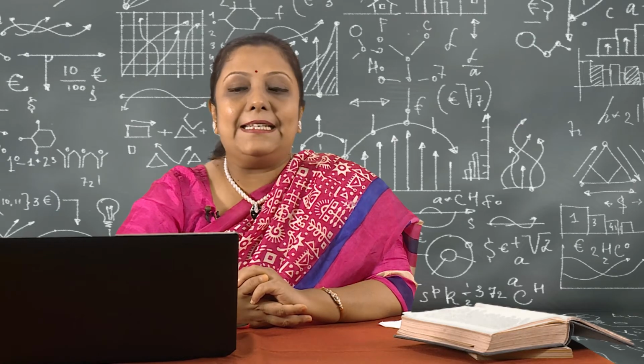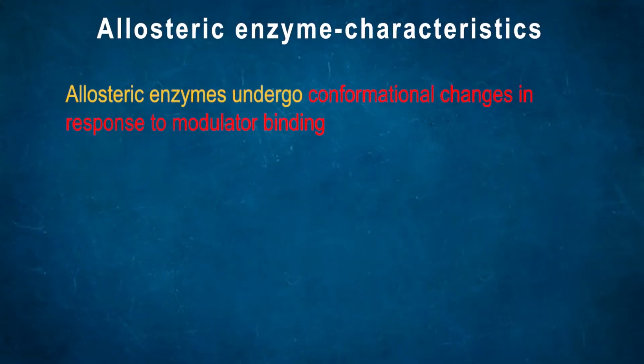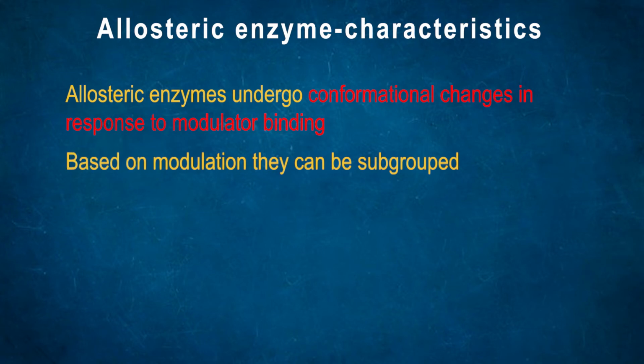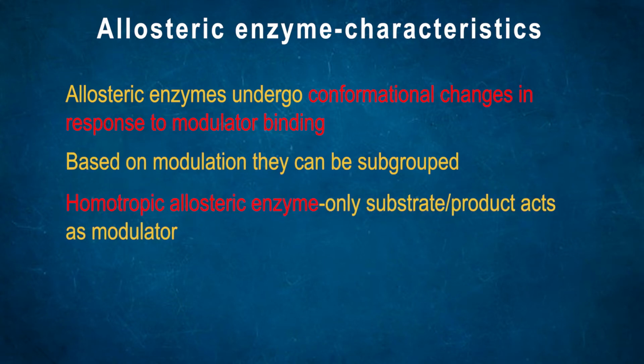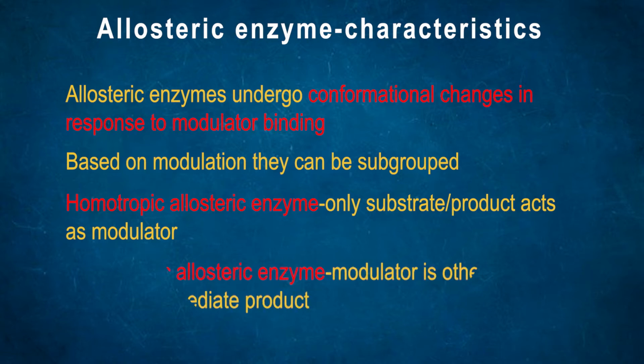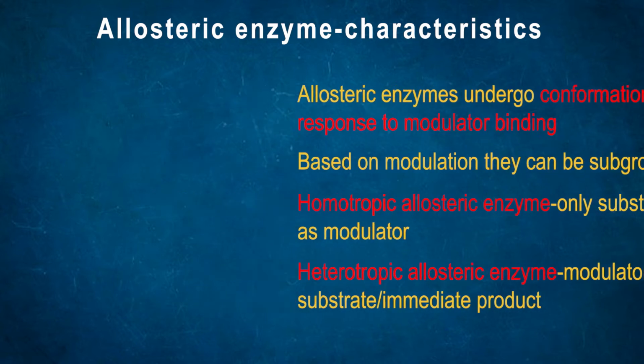Allosteric enzyme characteristics. Allosteric enzymes undergo conformational changes in response to modulator binding. Based on modulation, they can be subgrouped. Homotropic allosteric enzyme: only the substrate or product of the enzyme itself acts as modulator. The next type is heterotropic allosteric enzyme. Here the modulator is other than the substrate or the immediate product.